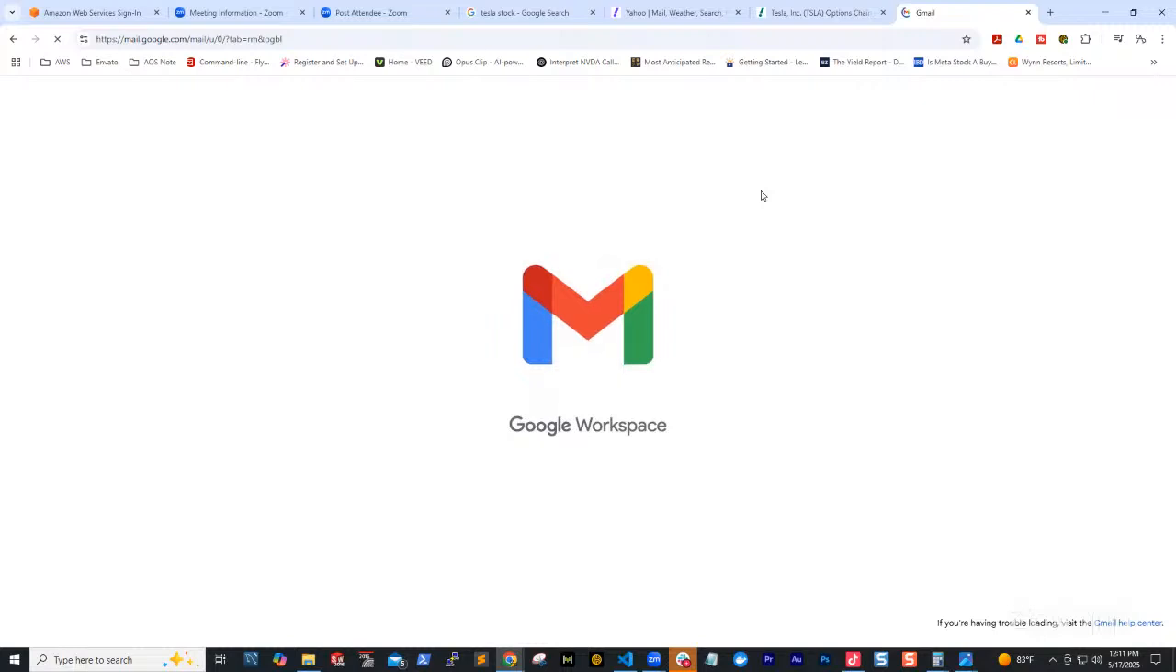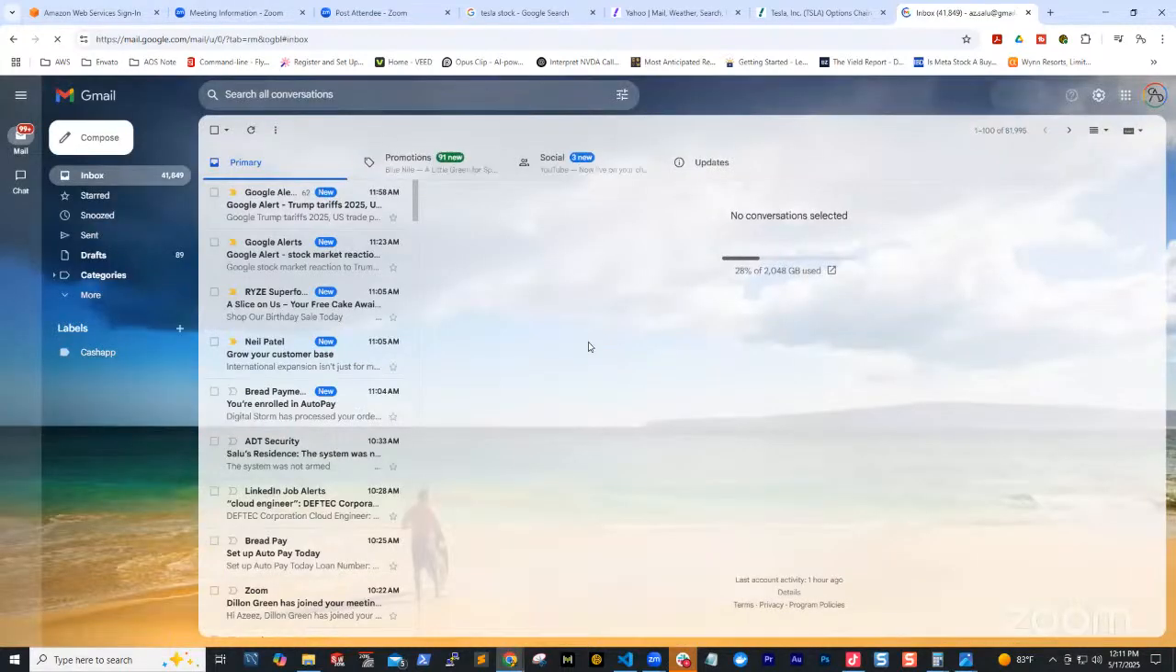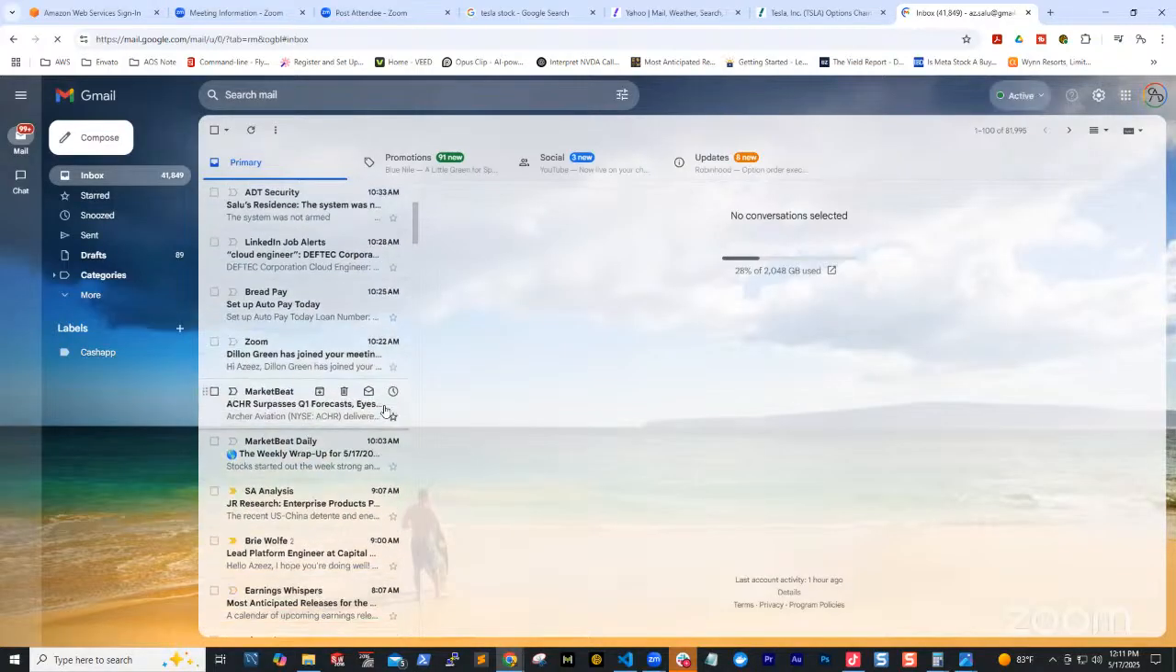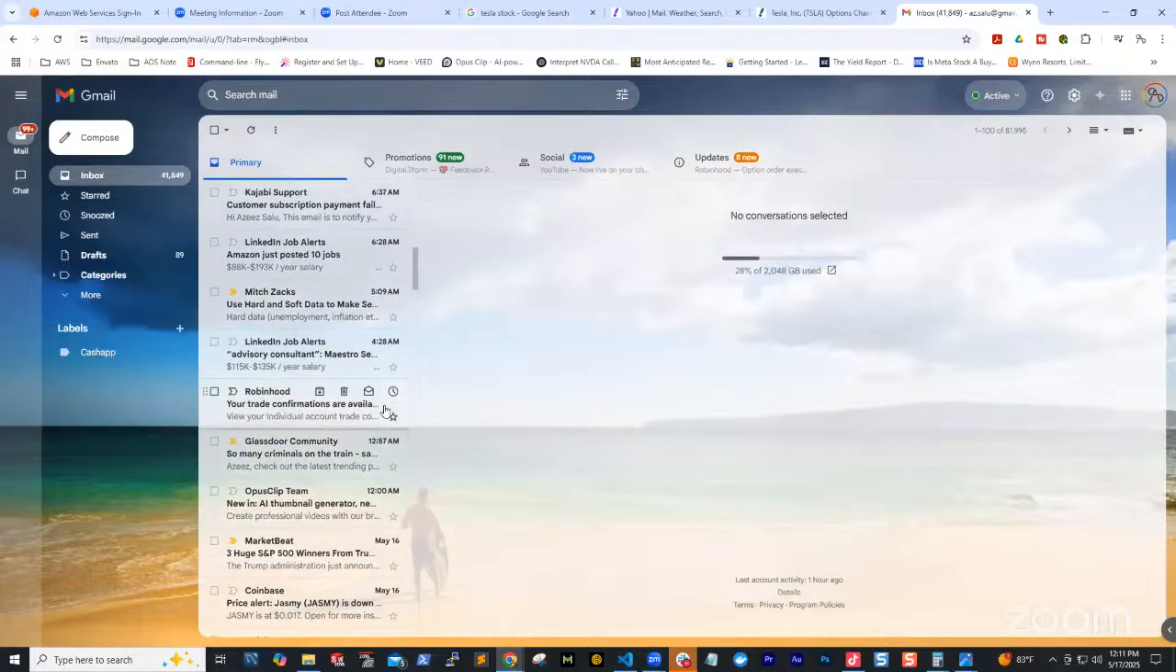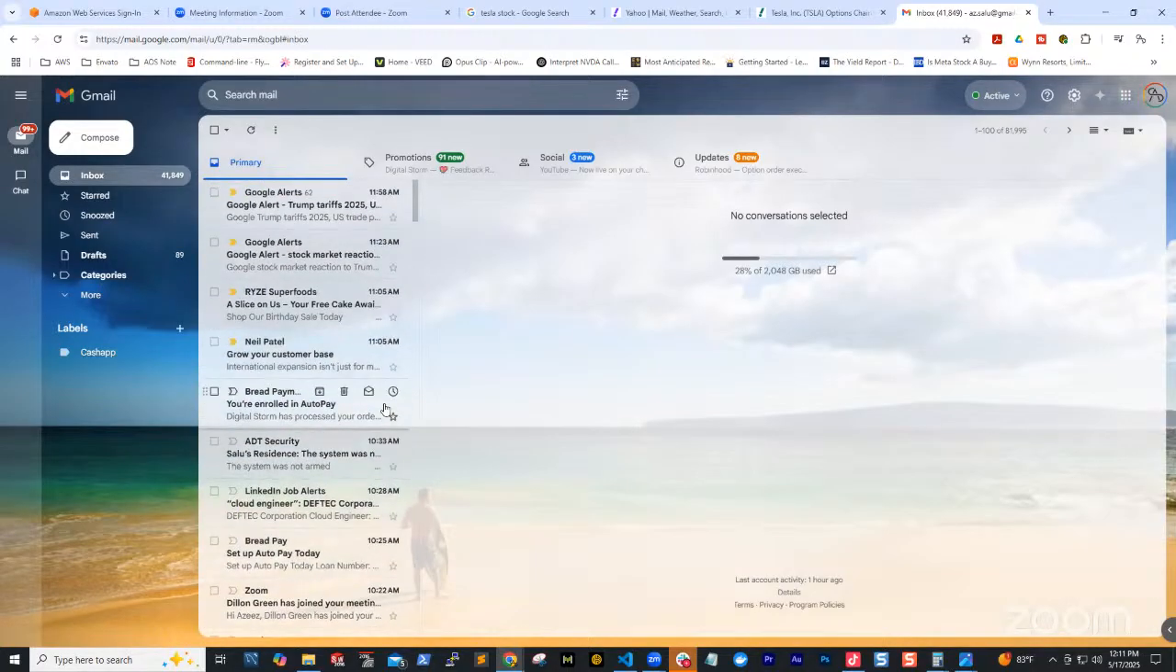Someone is asking: are you using a paid version of Yahoo Finance? Oh, am I using a paid version? Yes, I am. But the free one is good too. So you can try the free one. You don't have to start with the paid one. Just start with the free one and then go from there.